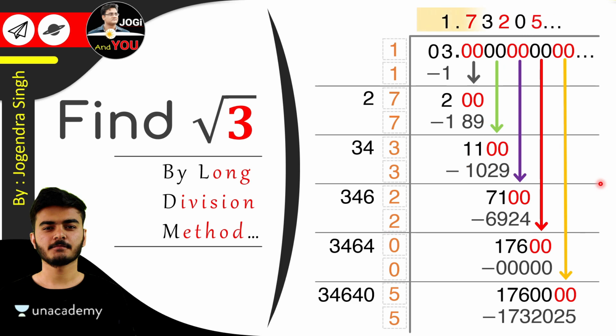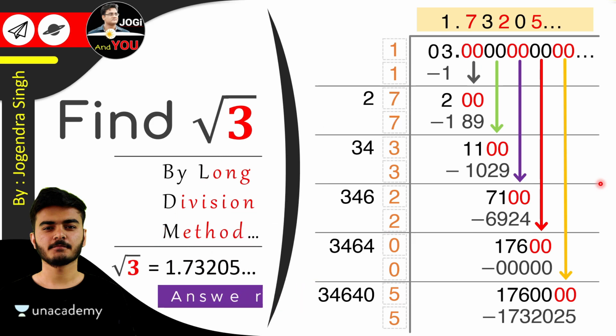You can do it till infinity. The left side will become bigger, same as the right side. It depends upon how many digits of value you want after the decimal. There is no limit for it. So let's represent the quotient as the answer like this, which is root 3 is equal to 1.73205 and so on, till infinity.